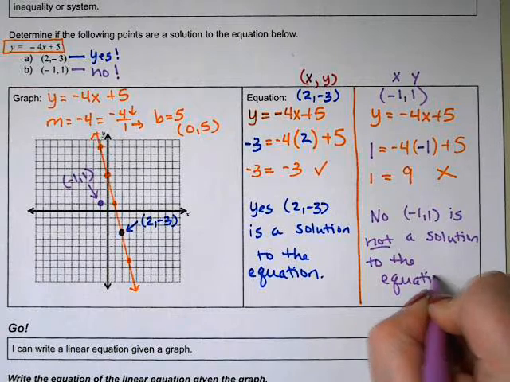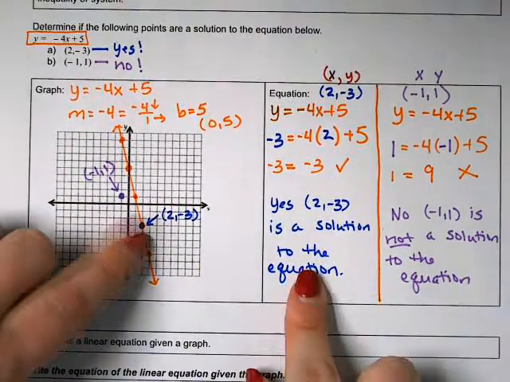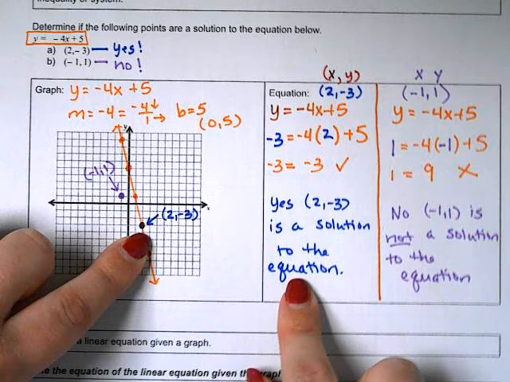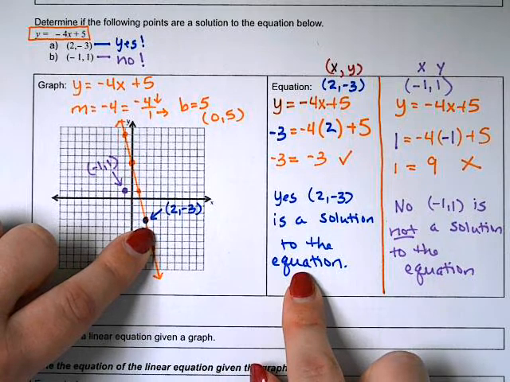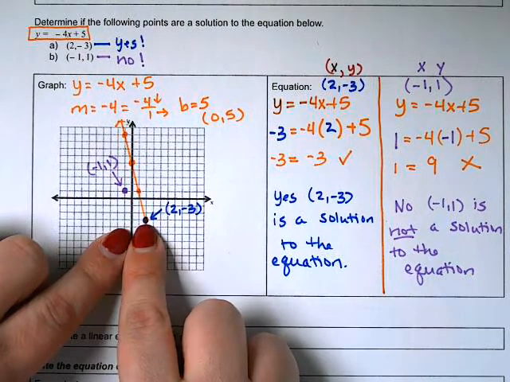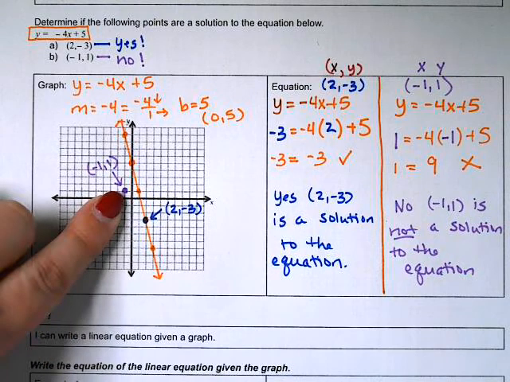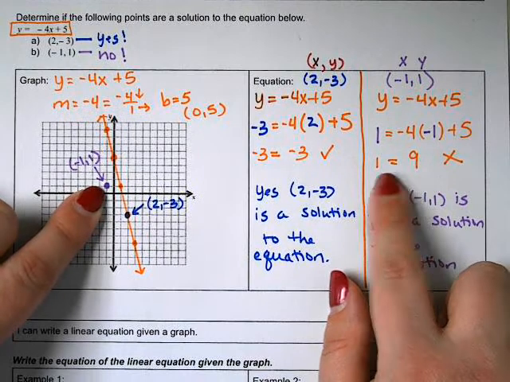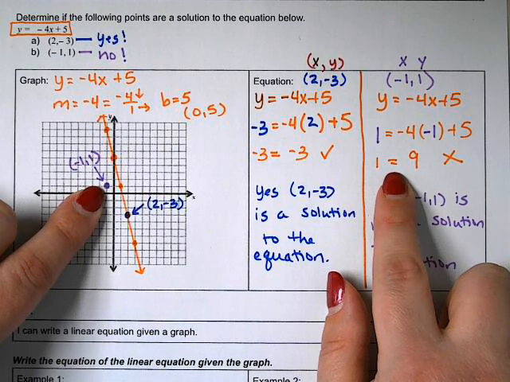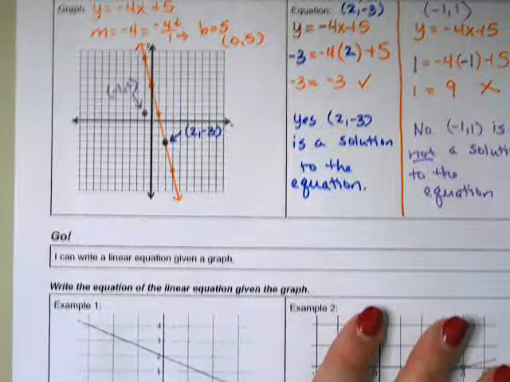So if we look, we get the same answer for both of them, right? On whether we look at the graph or the equation, (2, -3) worked, right? It gave us a true statement, or we could see that the point landed on the line. Whereas over here, the point did not lie on the line, and it gave us a false statement when we checked it in the equation. So you can check your solutions either way. A lot of times it's faster to just do it in the equation because we don't have the line.